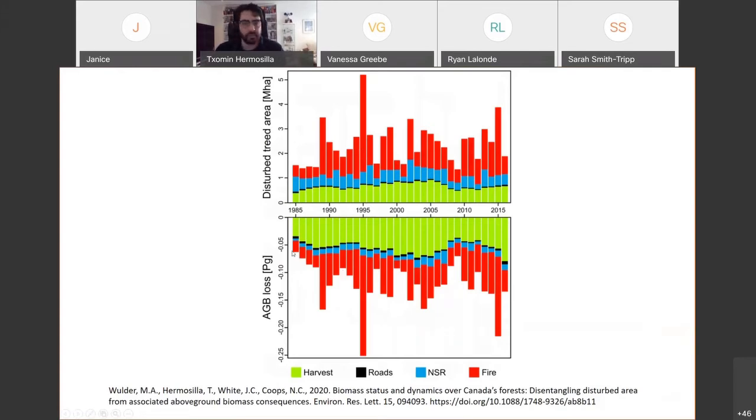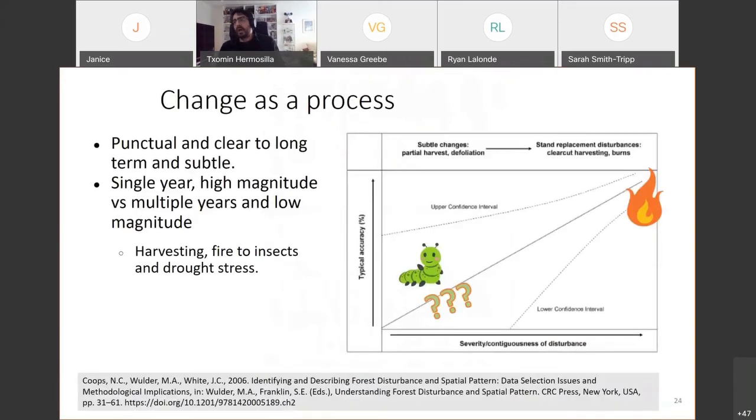We can see that harvesting, as we said before, the area harvested is quite even through time, but so is the area that was affected by non-stand-replacing disturbances. But if we look at the impact of harvesting on the above ground biomass, we can see that the above ground biomass lost by harvesting is 5 times bigger than the above ground biomass lost by non-stand-replacing disturbances. Even though the area harvested was only 1.3 times bigger than the area affected by non-stand-replacing disturbances. And I will use this as a link to introduce our research with the non-stand-replacing disturbances.